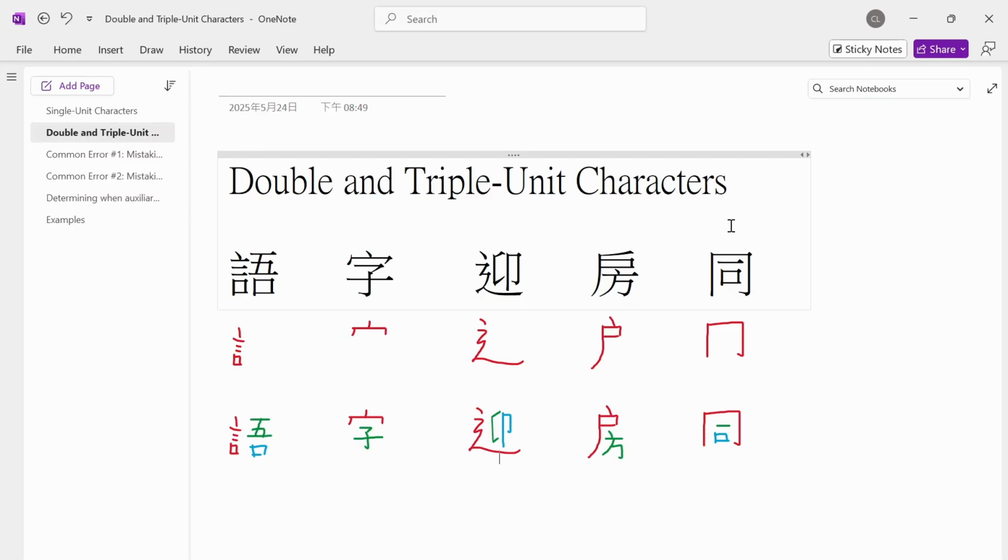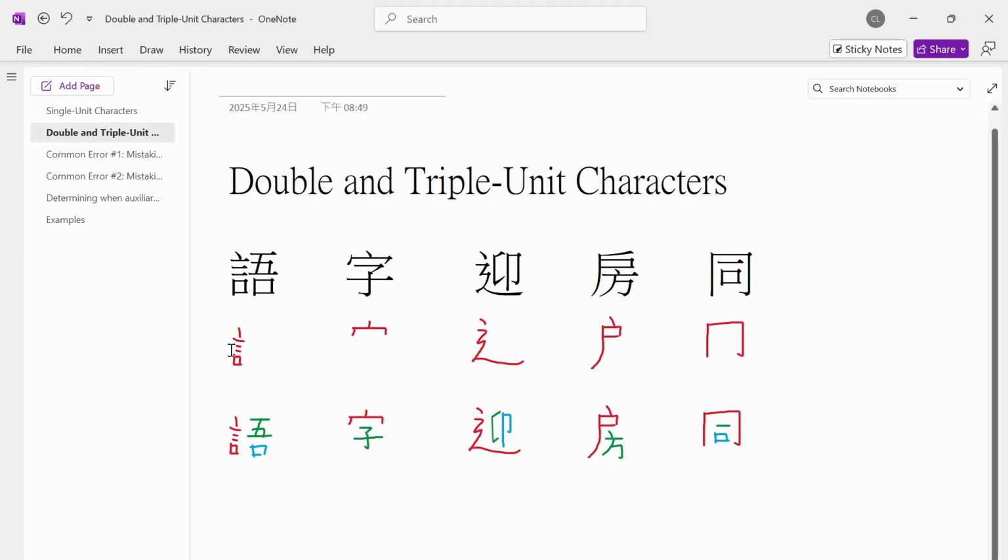To break up a character, start by taking the leftmost, uppermost, or outermost independent auxiliary shape or character. That will be the first unit. For Yu, the leftmost character is Yin. For Zi, the uppermost independent auxiliary shape is the crown. For Ying, the outermost auxiliary shape is the walk radical. For Feng, the outermost auxiliary shape is the character Wu. For Tong, the outermost auxiliary shape is the box.